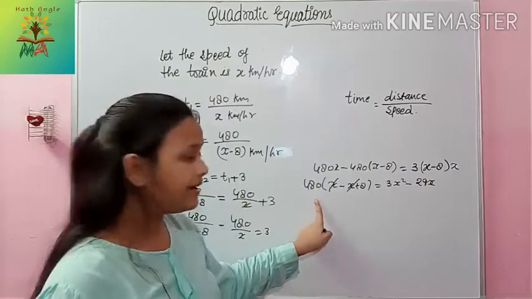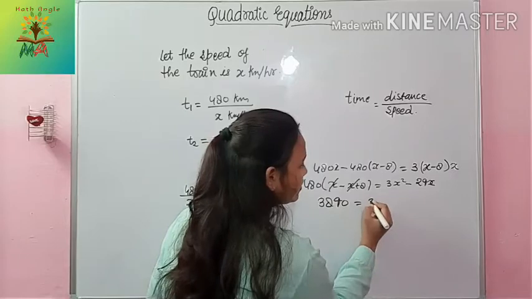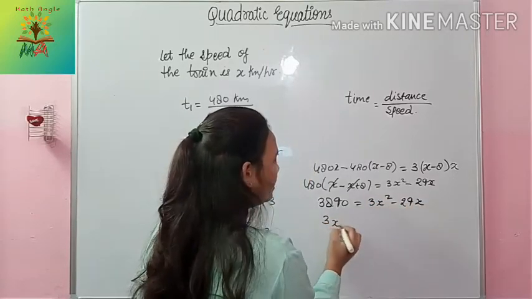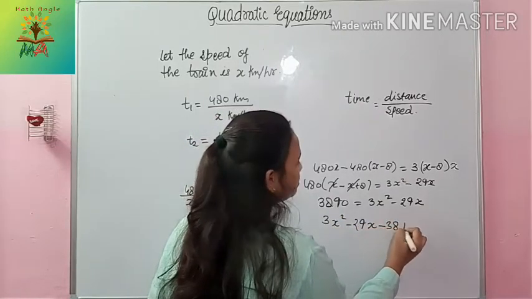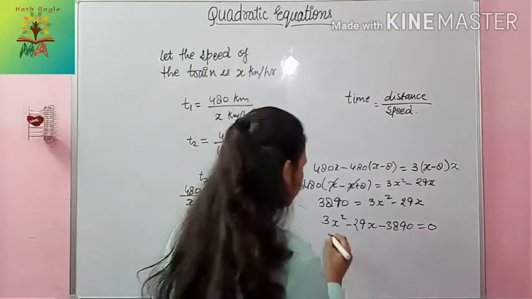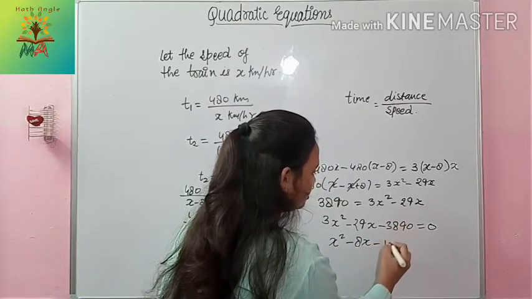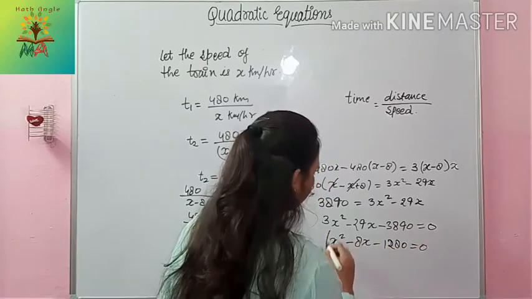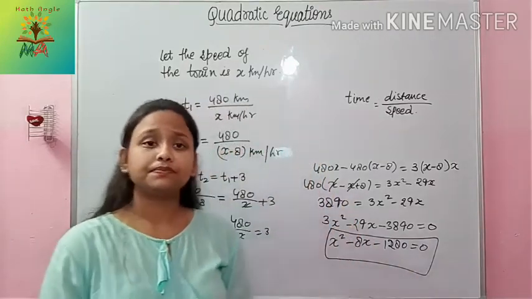So here I get 3840 is 3x square minus 24x. So it is 3x square minus 24x minus 3840 is 0. You can see that we can divide it by 3, so it becomes x square minus 8x minus 1280 is equal to 0. So this is the required equation for the given question.